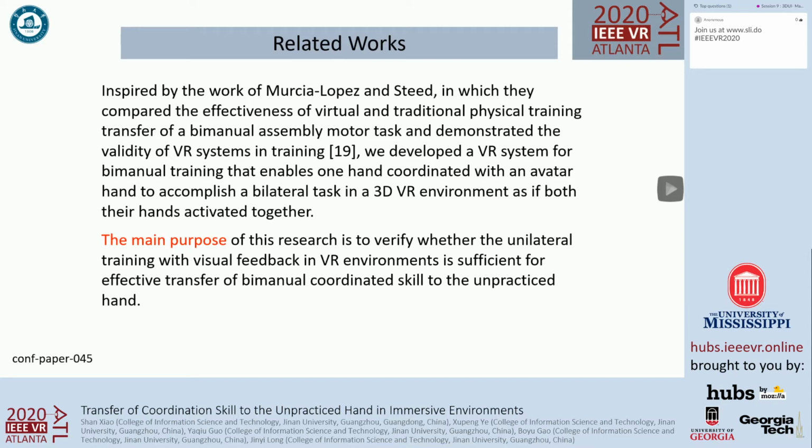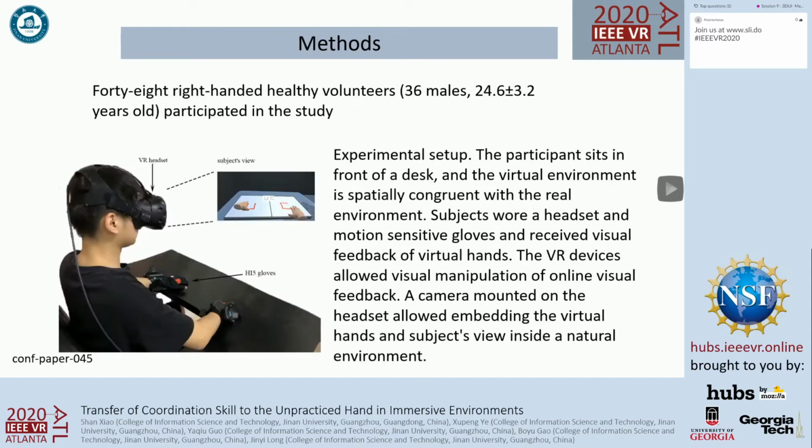The main purpose of this research is to verify whether the unilateral training with visual feedback in VR environments is sufficient for effective transfer of bimanual coordinated skill to the unpracticed hand. Okay, here are the methods. There are 48 right-hand healthy volunteers in the study.